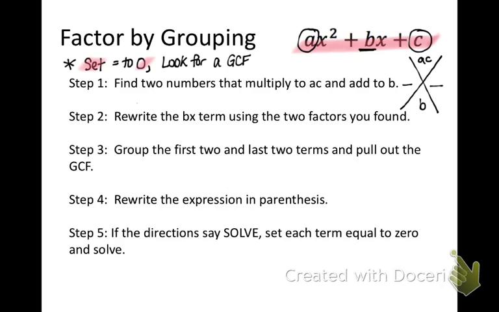Step 2 says rewrite the BX term. So we're going to replace this BX term with whatever the two factors are that we found. Step 3, we're going to group the first two terms, group the last two terms, and pull out greatest common factors. Step 4, we're going to rewrite the expression. And then step 5, if the directions say to solve, we will set each of our terms equal to 0 and we'll solve. That's just like what we did in the last concept.